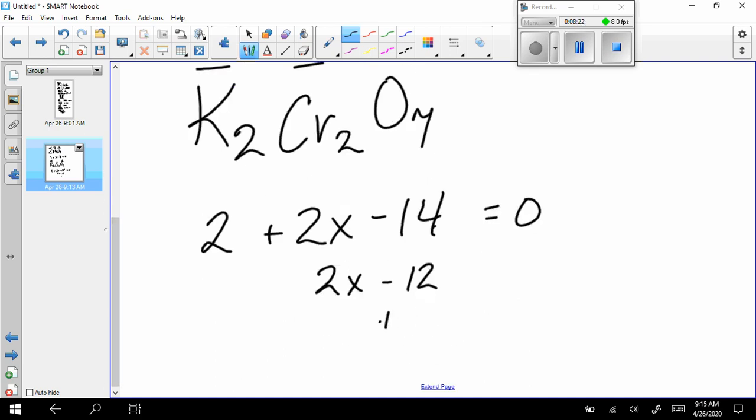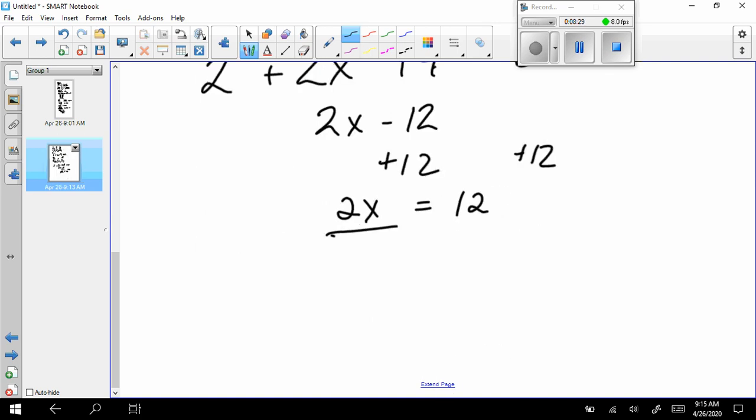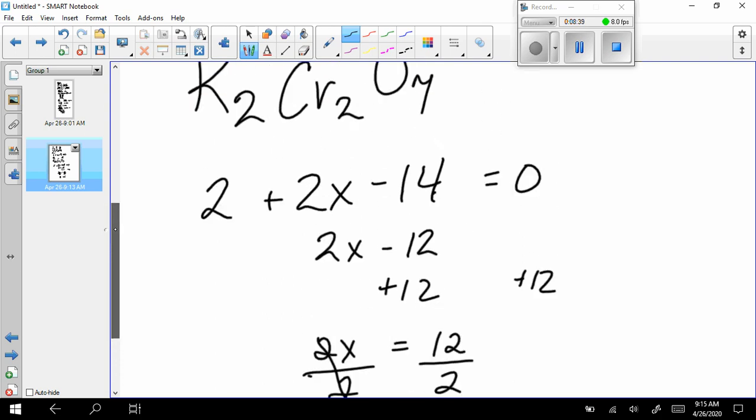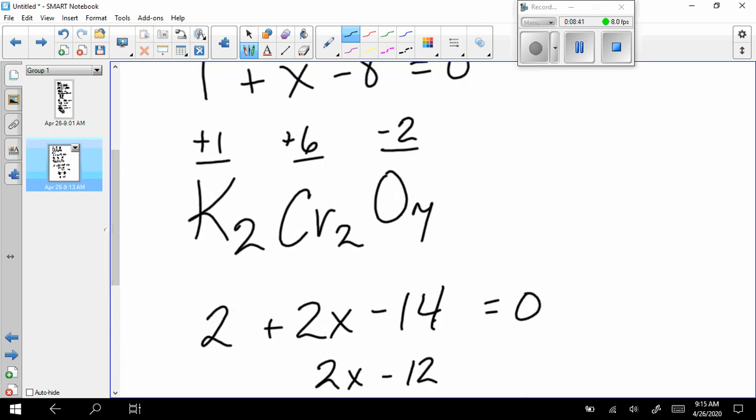And then I would go plus 12 plus 12, 2x equals 12. And then divided by 2, divided by 2. These would cancel out. X is equal to 6. And I go back up here and I put in the +6. And I can go ahead and check my work. 2 plus 1s is a 2, plus 6 times 2 is 12, minus 7 times 2 is 14, and it does come out to 0.